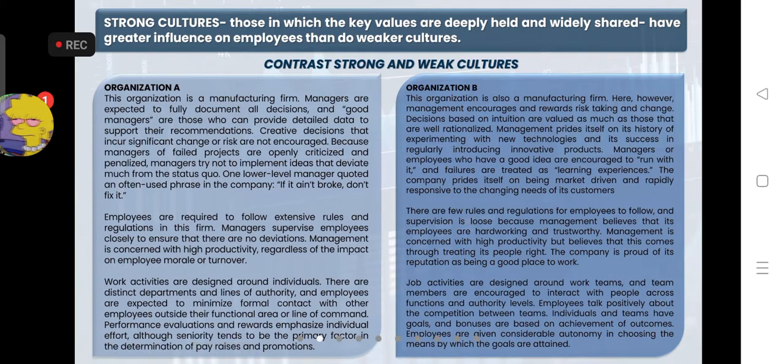So, as you can notice in organization A, it is a very healthy work environment. It has a strong culture which strongly affects the way the employees work in that work environment. So let's look at organization B. Similarly, organization B is also a manufacturing firm. However, the management encourages and rewards risk-taking and change.